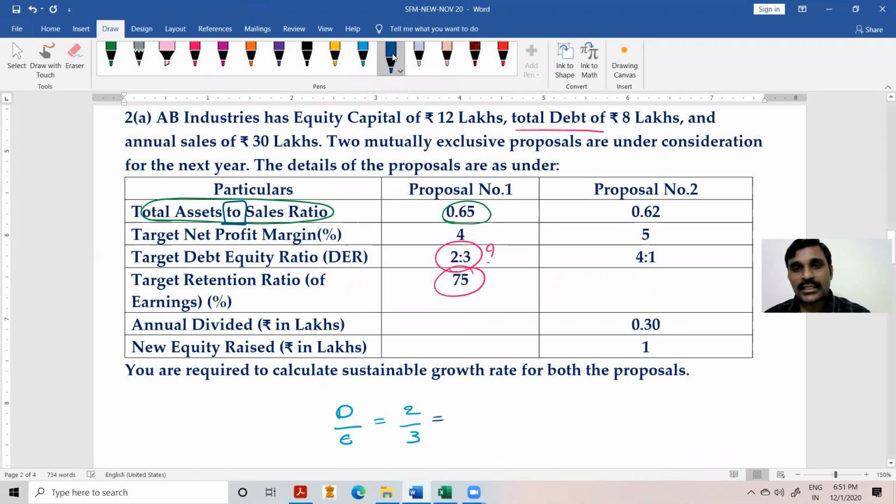Look at this, whether it is matching or not. What is the equity? Equity is 12 lakhs. And debt is 8. If you take by 4, 4 2s are 8, 4 3s are 12. We will get 8/12. That means that ratio is already there. We don't need to do anything for that. Therefore, I am not touching that point. For proposal 1, the debt equity ratio is matching, and my total assets both are matching. I am not disturbing my debt equity ratio. Therefore, that is proposal 1.